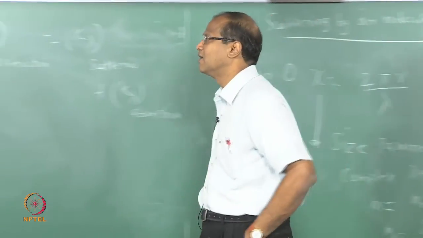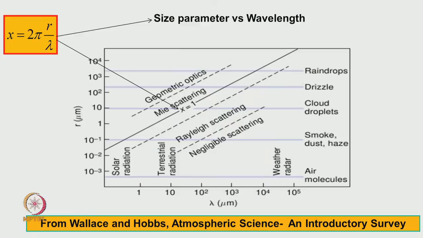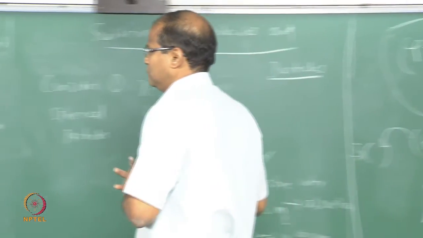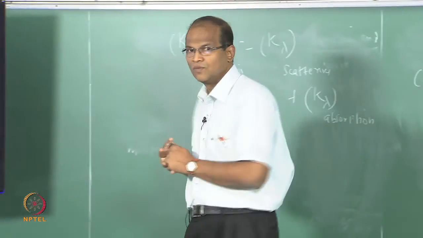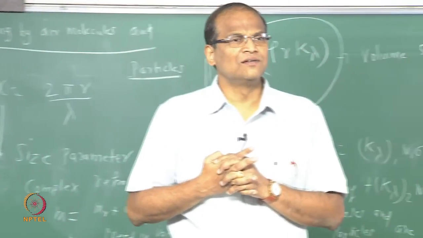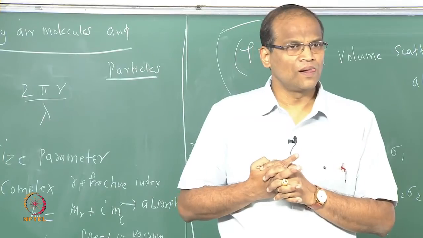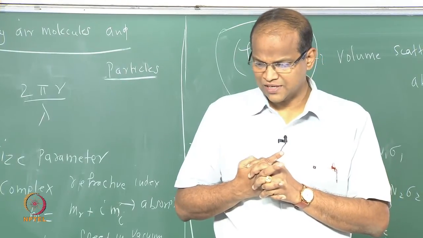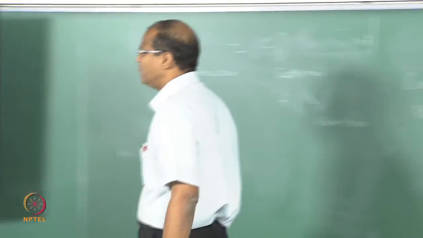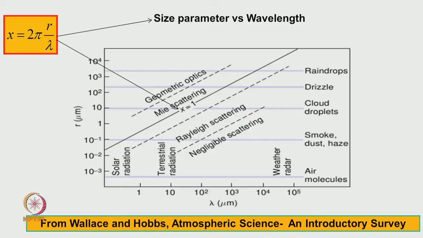So you first calculate your x, and then figure out your r and your lambda and find out in which portion of the graph you are in. Depending on that, you will have to handle the scattering for that regime. For example, for very low values of lambda and very low values of x, should you worry about scattering? Very low values of lambda, 0.4 to 0.7, solar radiation.